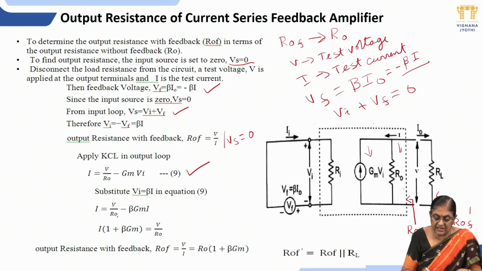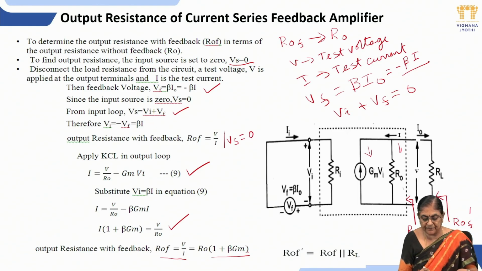Okay. By rearranging the terms, this beta Gm I will move to left hand side. By taking I as common, then I into 1 plus beta Gm is equals to V by R0. From this expression, you will get output resistance with feedback R0F is equals to V by I, that is equals to R0 into 1 plus beta Gm. So that is the final expression for output resistance with feedback.